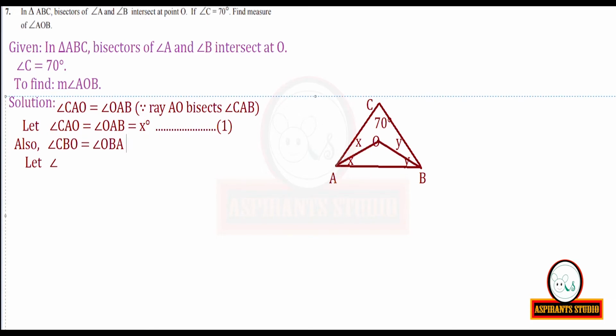Let us take measure of angle CBO, which is equal to measure of angle OBA, to be equal to y degrees. Take this as equation number 2. So measure of angle CBO is equal to measure of angle OBA is equal to y degrees.